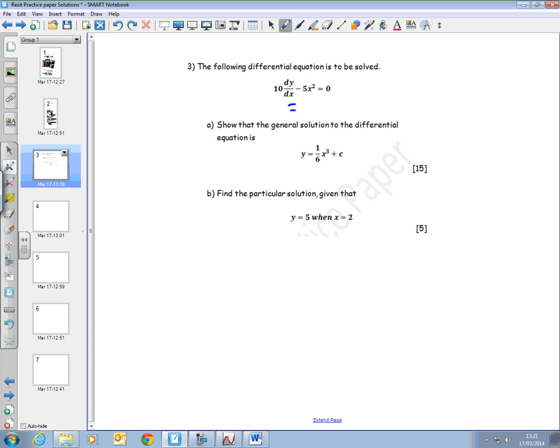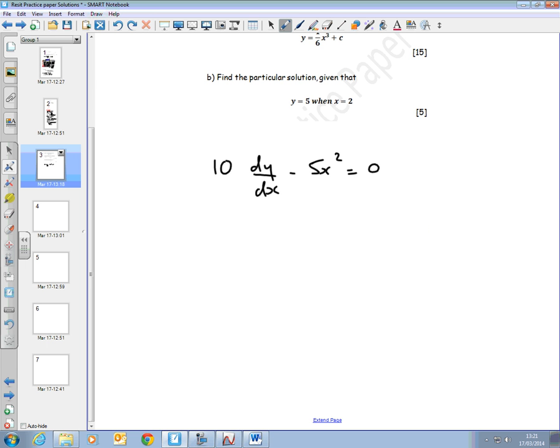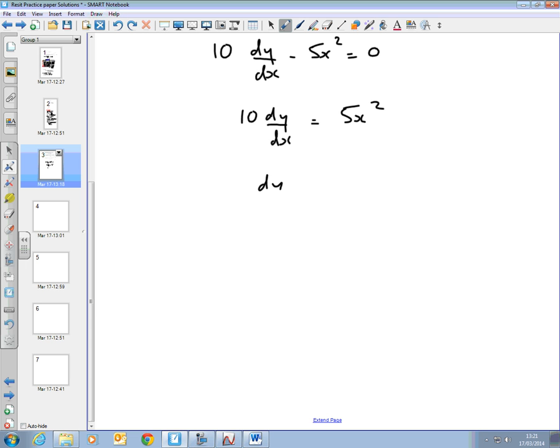both sides. So let's rewrite the differential equation. So adding 5x squared to both sides, I get 10 times dy dx, the differential, equals 5x squared. Dividing both sides by 10, I get that the differential is 5 over 10, which is a half x squared.